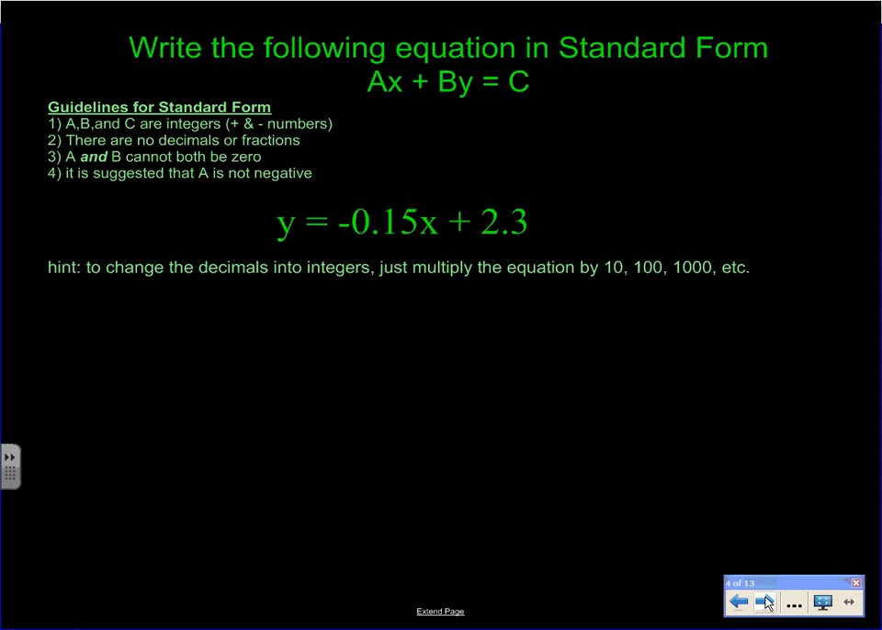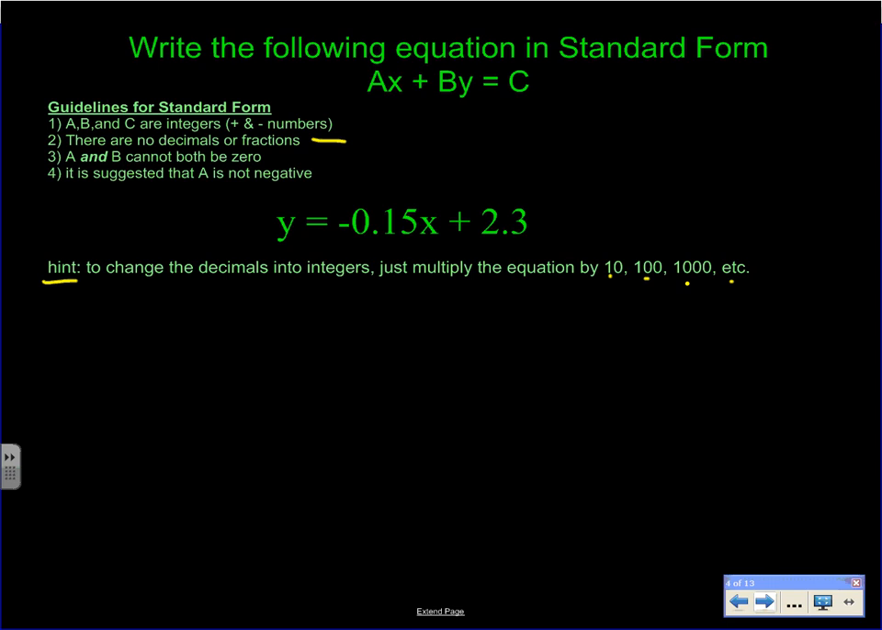Now we have another equation here. Instead of fractions, this one has decimals. So just like in the last one, we're going to deal with guideline number 2 first. We're going to get rid of the decimals. I'm giving you a little hint. To change the decimals into integers, just multiply the equation by 10, 100, 1000, etc. And now, how do you know which one to multiply the equation by? Well, let's look.